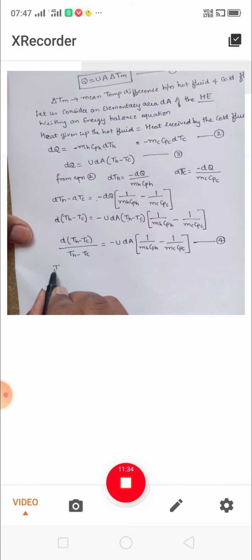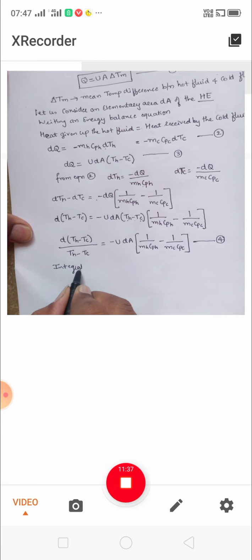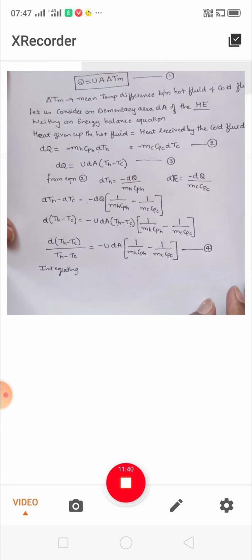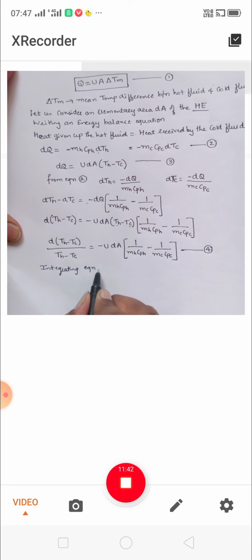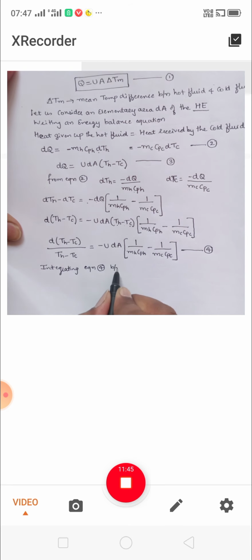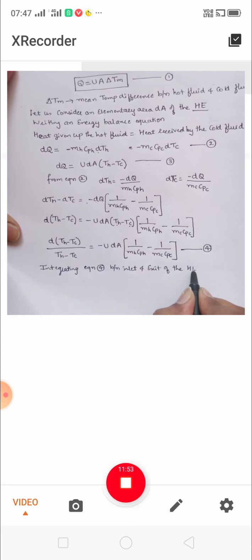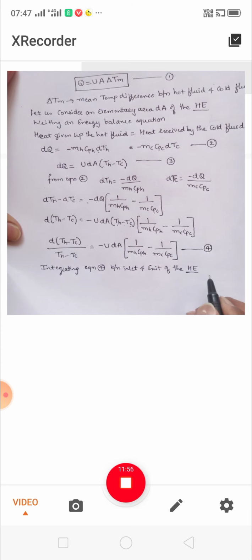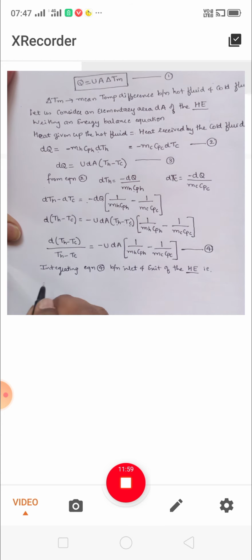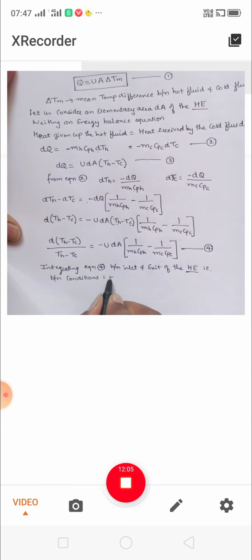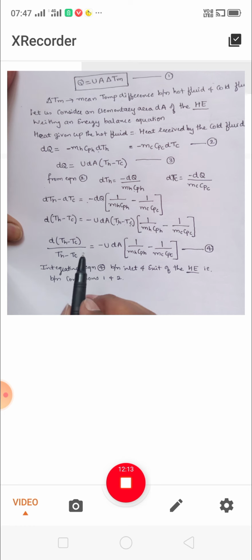So now integrating equation 4 between the inlet and exit of the heat exchanger. In short form I have written HE, HE indicates heat exchanger, that is between the conditions 1 and 2. That is, 1 indicates the inlet of the heat exchanger, and condition 2 indicates the exit of the heat exchanger. So integrating this equation 4.